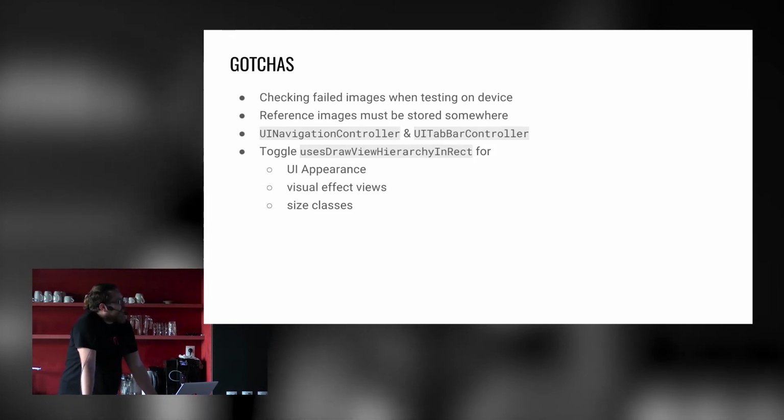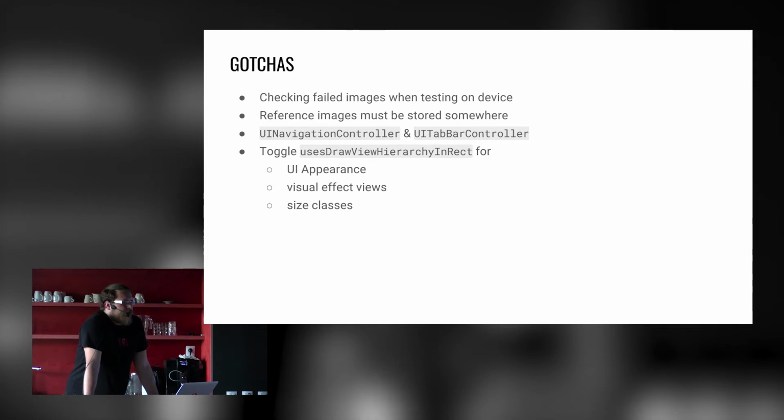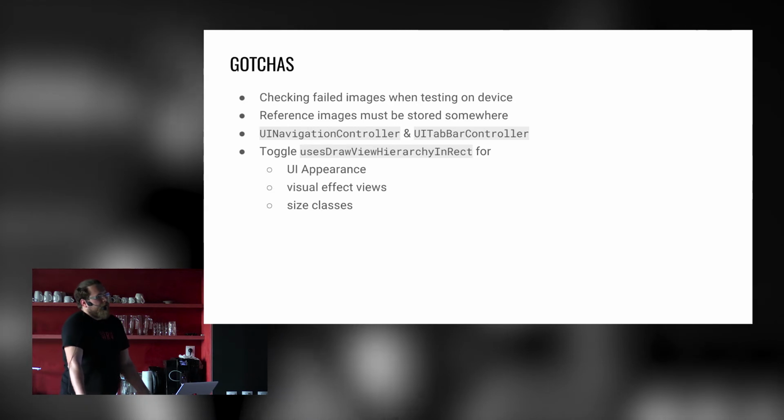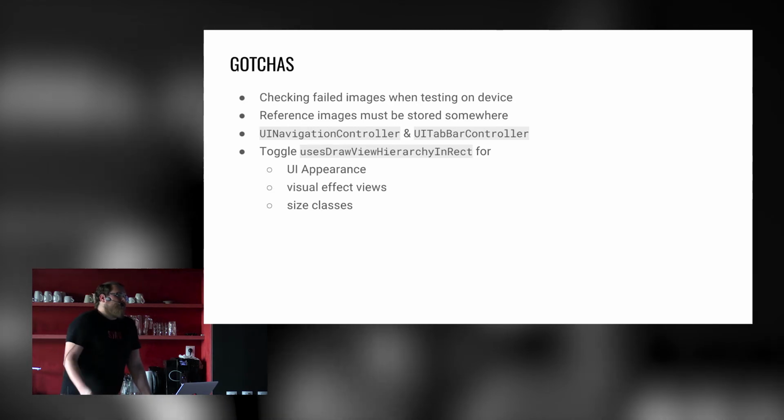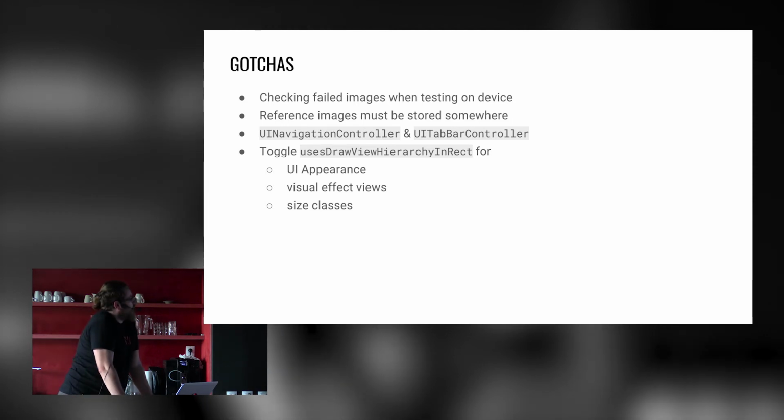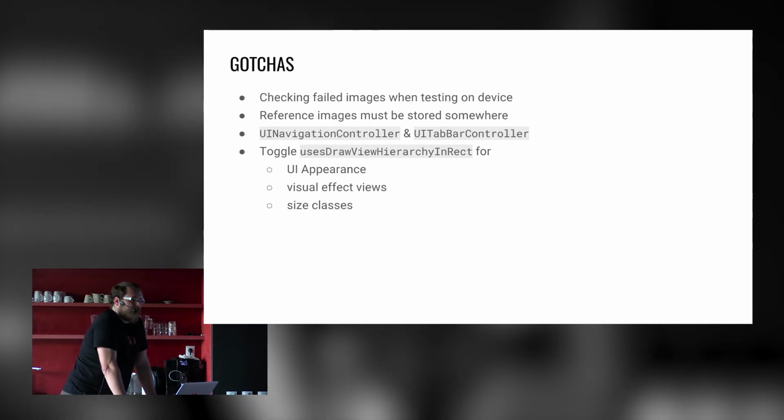So there are a few gotchas that you need to watch for when doing snapshot tests. It's quite difficult to check the visual differences on device, because the diff images are actually stored on the device itself. So you need to have some way to actually get those images so you can see them. The reference images must be stored somewhere, so it can take quite a lot of space in your Git repository. So maybe it's a good idea to move them to some other submodule or something like this.